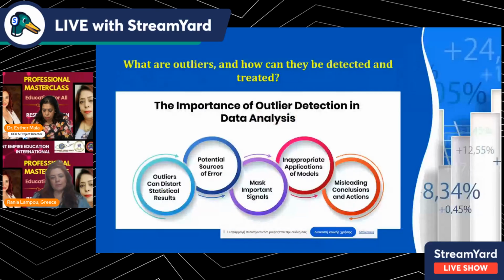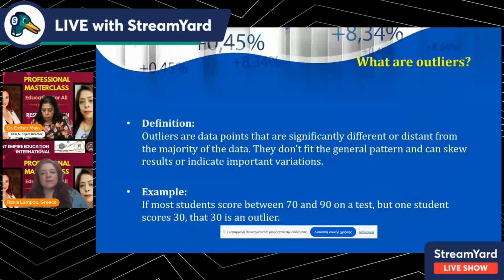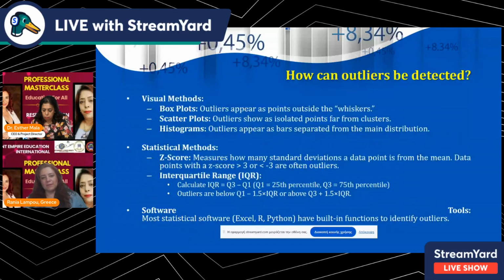And what are outliers and how can they be detected and treated? Outliers are data points that are significantly different or distant from the majority of data. They don't fit the general pattern, and they can alter results or indicate important variations. How can outliers be detected? They can be detected through visual methods, for example, box plots, scatter plots, or histograms.